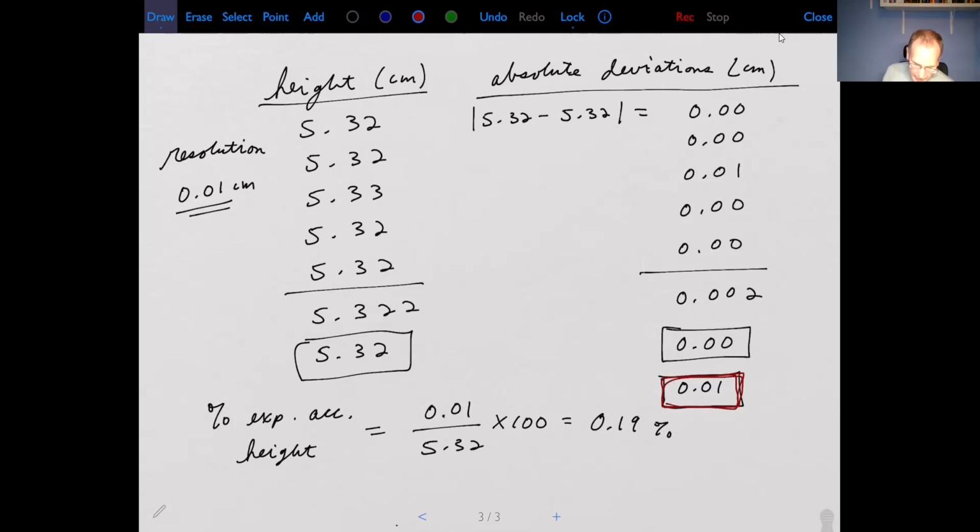If you get a value that is larger, if this is larger than 0.01, then you just use it. It means you have more variability. You can have a larger percent experimental accuracy, but that's fine. But it has to be at least the resolution of the instrument.